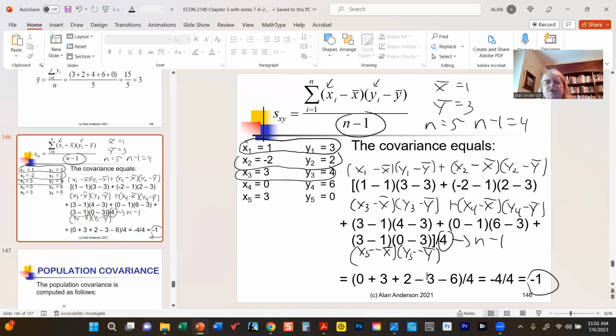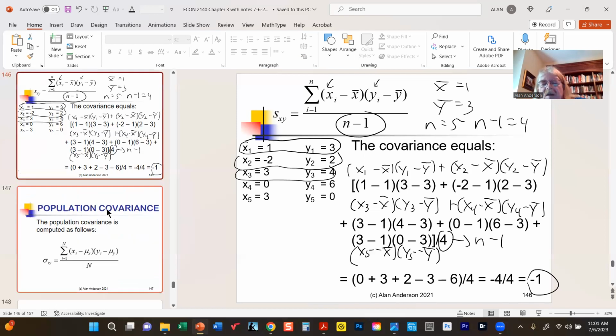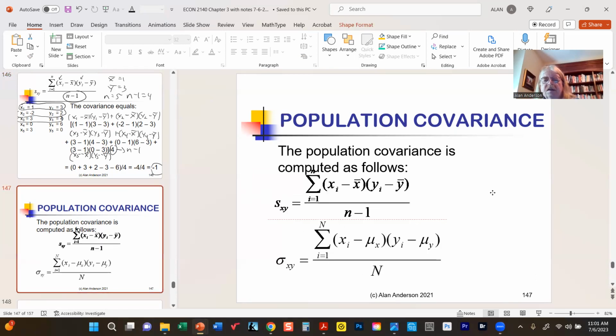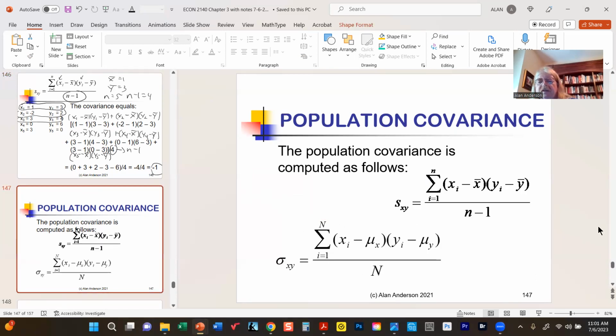But first, I just want you to see what the population covariance formula looks like. We're not going to do a separate example with it right now, but I want you to see what it looks like and compare it with the sample covariance. Now, remember with the variance and standard deviation, we had a different denominator. That's also going to be true here.